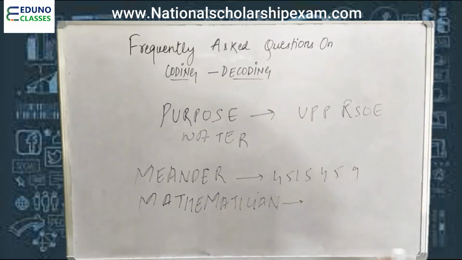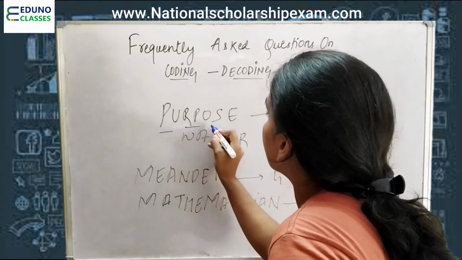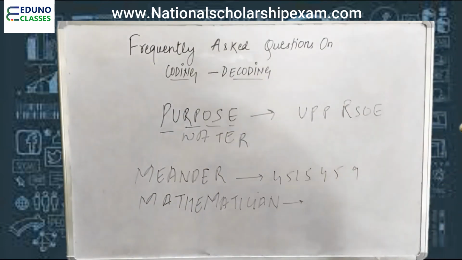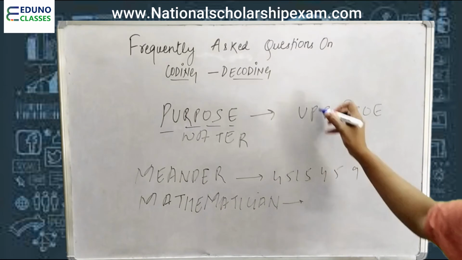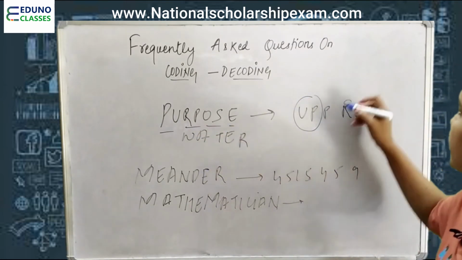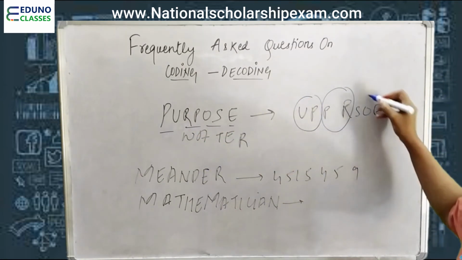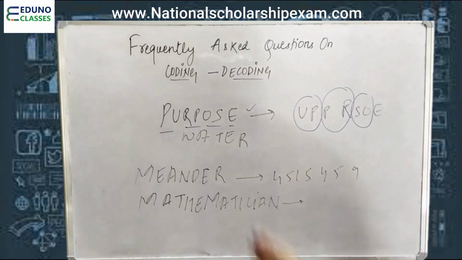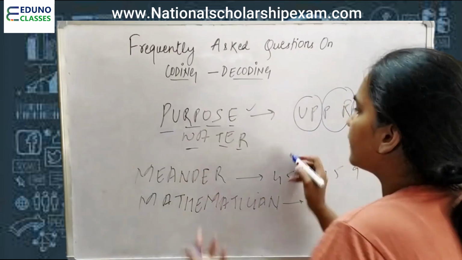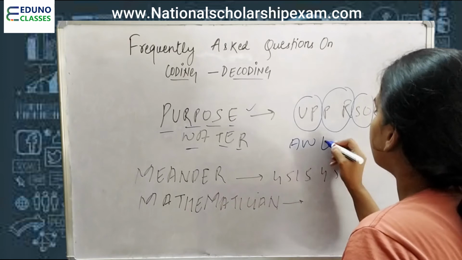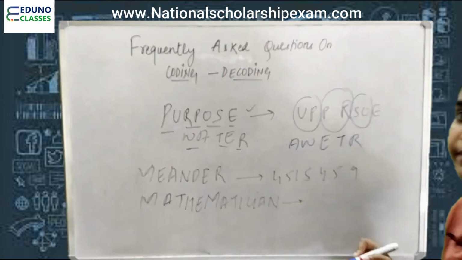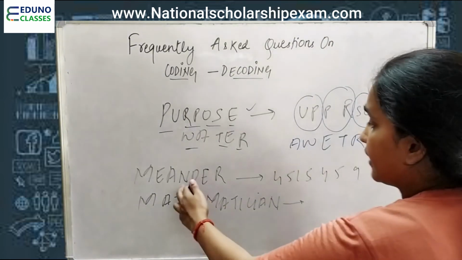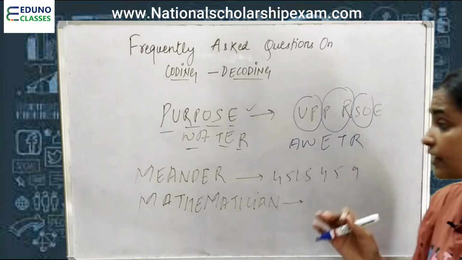I am able to see here that what they have done is they have made pairs of 2 and then reversed those pairs. PU, UP, RP, PR, OS, SO and E as it is. So make pairs of 2 and reverse them. So Water is AW, ET and R is alone. Okay. Now Meander, another question. We have to solve it as soon as possible.